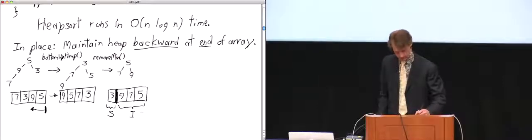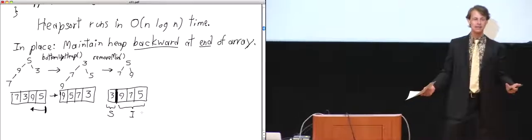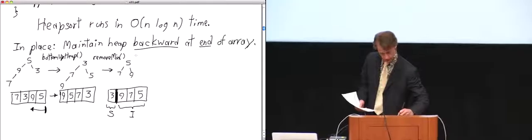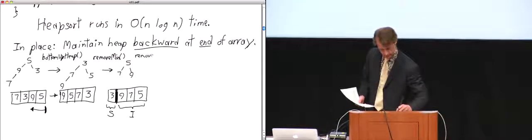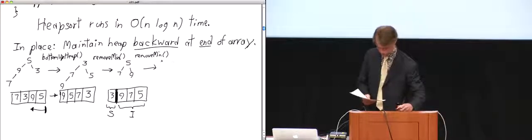And the remainder of the heap is still considered to be unsorted, but it's not completely unsorted because it still satisfies the heap order property. And so we do another remove min. And after removing the 5, now our heap looks like this.